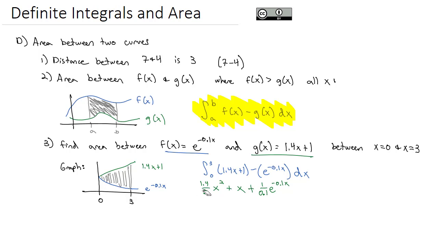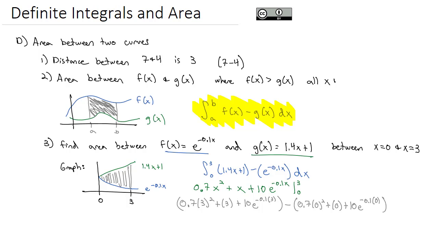Doing a little bit of simplifying, 1.4 divided by 2 is 0.7. And 1 divided by 0.1 is 10. And so we're going to evaluate this from 0 to 3. So I have 0.7 times 3 squared plus 3 plus 10 e to the negative 0.1 times 3. Remember, that all has to be in parentheses, minus, in parentheses, 0.7 times 0 squared plus 0 plus 10 e to the negative 0.1 times 0.